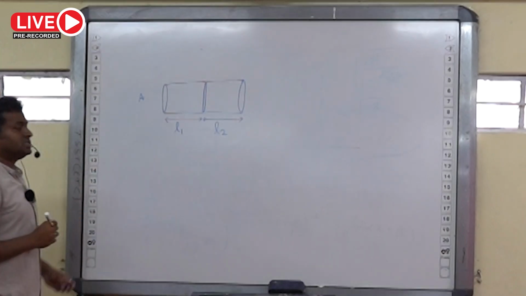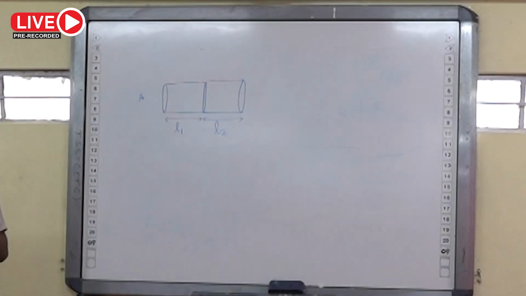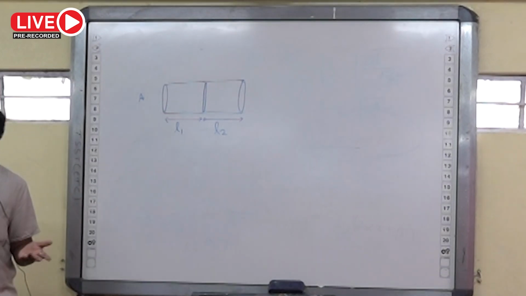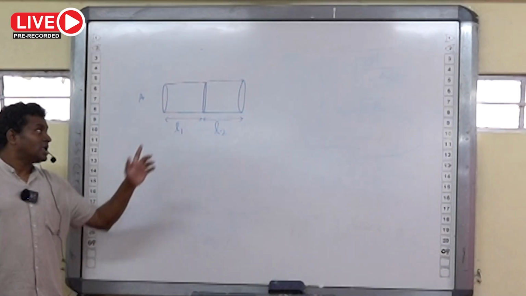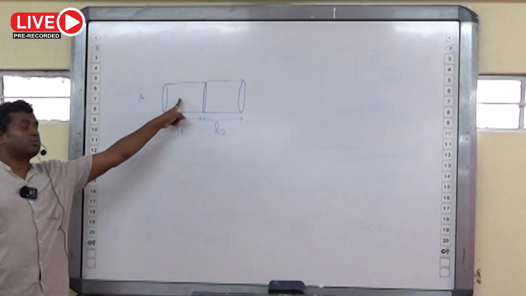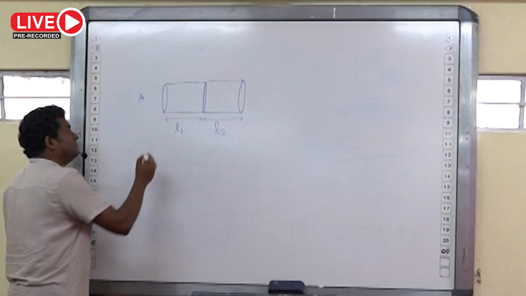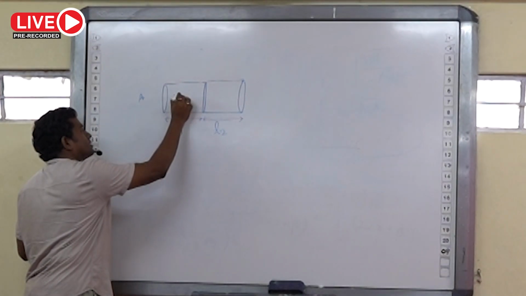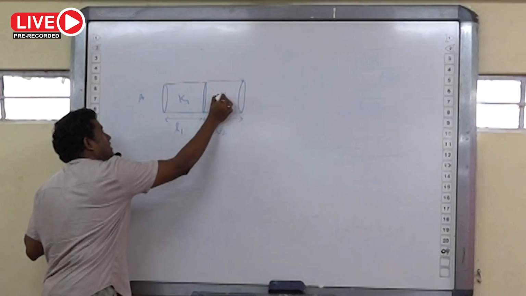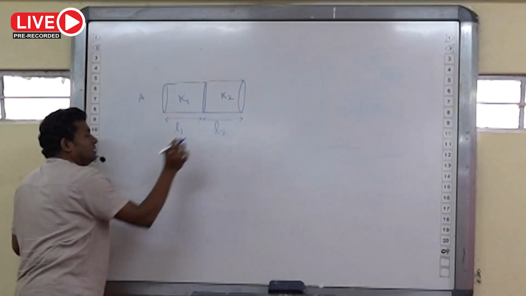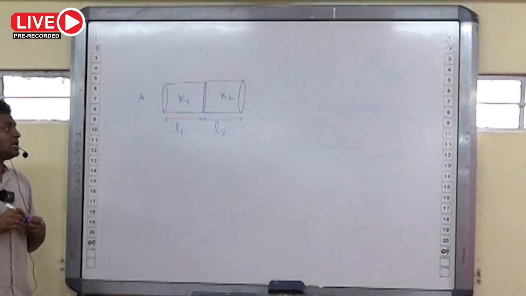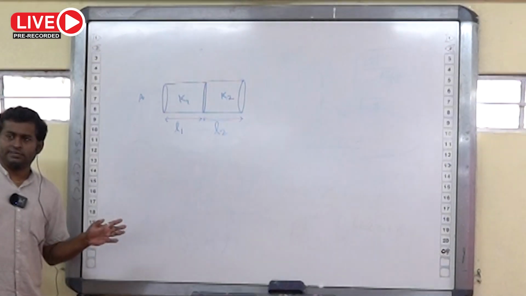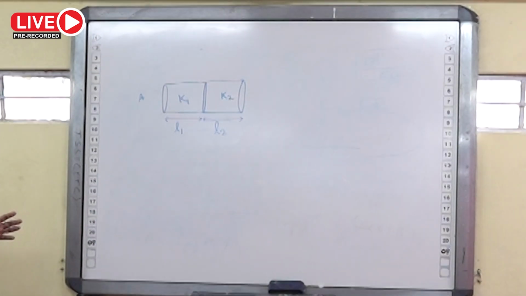Area of cross section, there are two different material cylinders, different metallic cylinders. I consider this one is of conductivity K1, this one is of conductivity K2. Their lengths are L1 and L2, different. Conductivities are different and only area of cross section is constant. Area of cross section is the same. They are joined together.